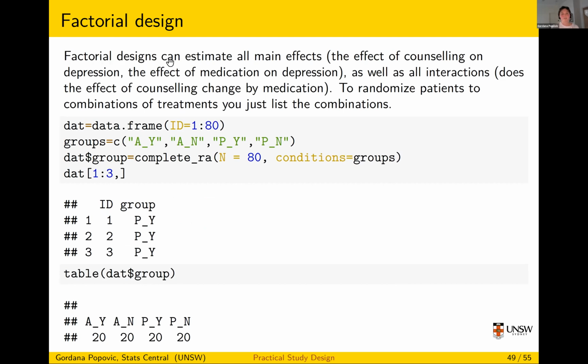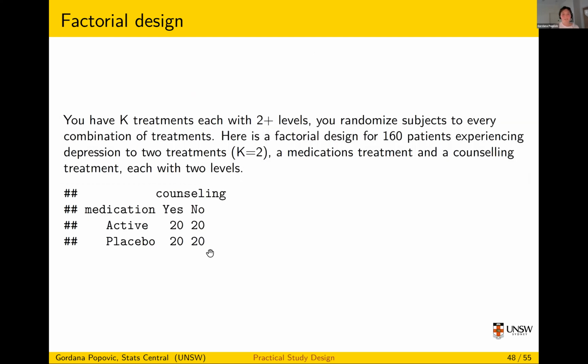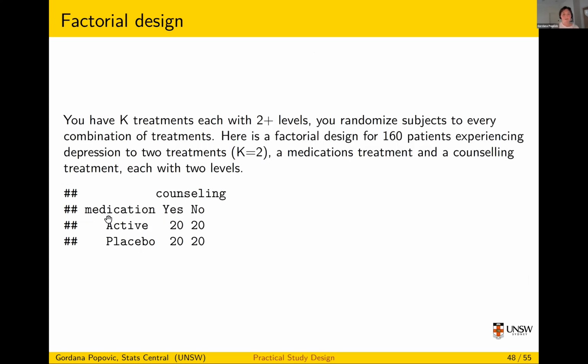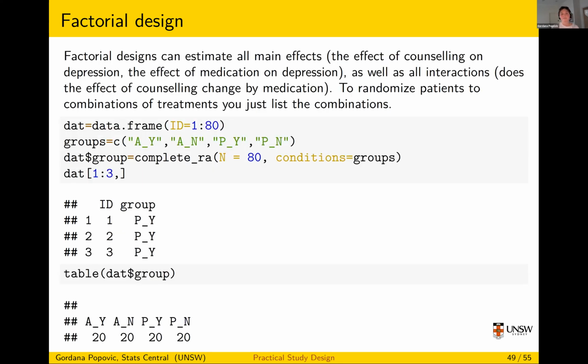So why would you do that? With factorial designs, if you allocate people to each of these groups, you can estimate a bunch of things. You can estimate all the main effects, so the effect of the medication and the effect of counseling on depression. But you can also estimate interactions. So you can ask, does the medication work better in the group that got counseling versus the group that didn't? Or does the counseling work better in the group that was medicated versus the group that was not? You can estimate all of these things if you have a factorial design.